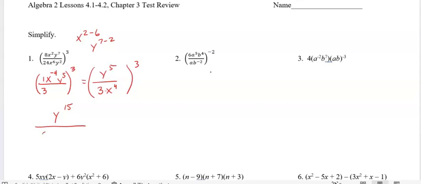So 3 to the third is 27. And then x to the 4th raised to the third would be x to the 12th. And so that ends up being your final answer for number 1.